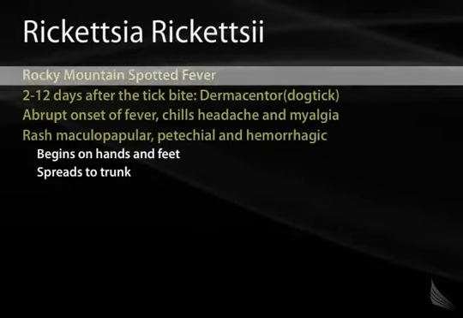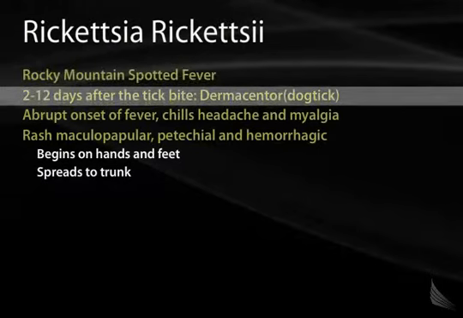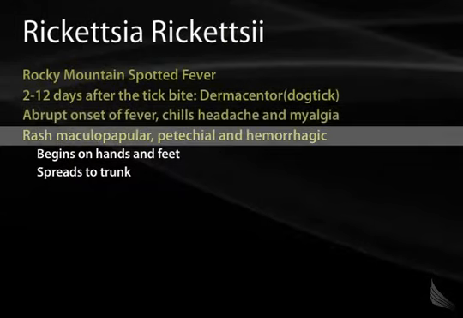Rickettsiae is a causative agent for Rocky Mountain spotted fever. We get Rocky Mountain spotted fever when we're bitten by the dog tick, or Dermacentor. 2 to 12 days after the tick bite, we get the abrupt onset of fever, chills, headache, myalgia, and a characteristic rash. The rash is the key to the diagnosis.